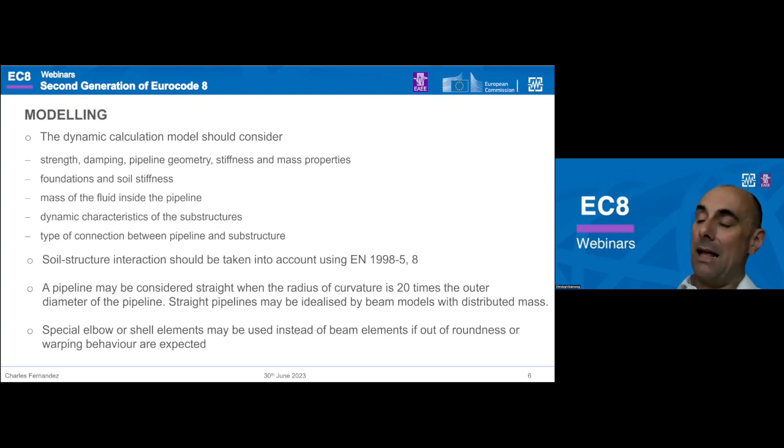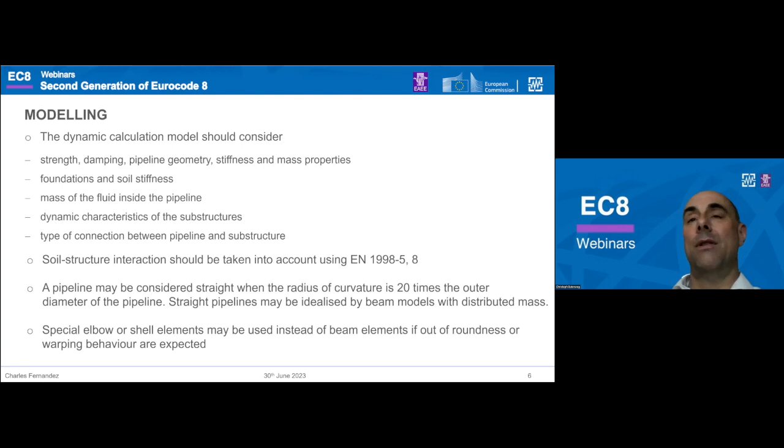If we have elbows or bends that are critical, it's reasonable to incorporate special elbow elements or shell elements instead of beam elements, in order to account for the local effects that can occur within the bend due to buckling or also warping, which can occur in the area of the bend. Furthermore, the foundation should take into account soil structure interaction effects.